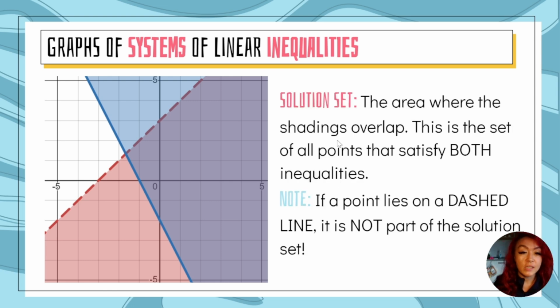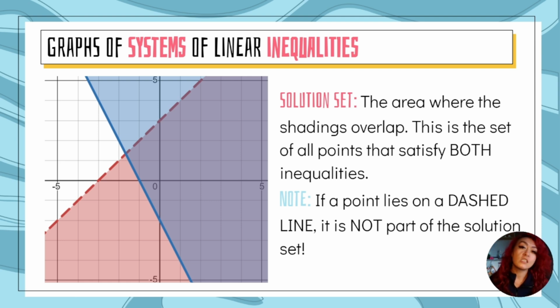So the solution set to a system of linear inequalities is the area where the shadings overlap. This is the set of all points that satisfy both inequalities, right? Our solution set to the system is all the points that satisfy both the inequalities, not just one, right? So over here, this section over here is where the red and the blue shadings overlap, and that's our solution set to the system of inequalities.